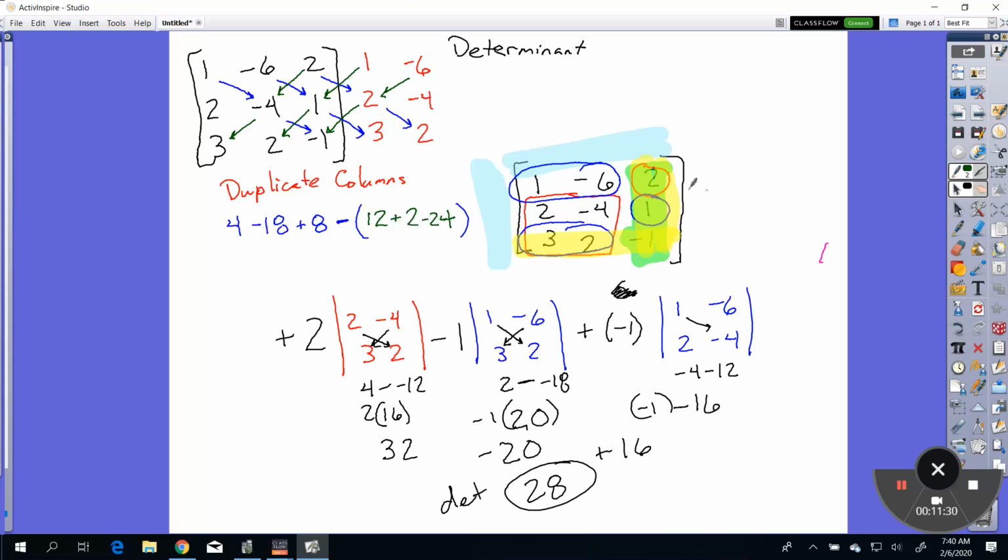What happens is this 2 gets used twice right here. And this negative 4 at the end gets used twice right here. So every number gets used twice. So negative 18 plus 8 is negative 10. Plus 4 is negative 6. And 12 plus 2 is 14 minus 24.